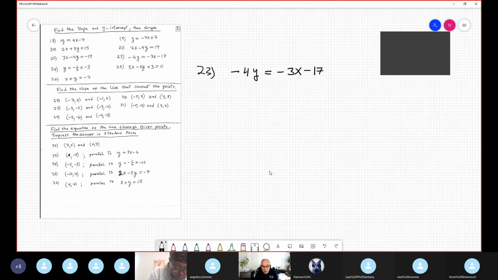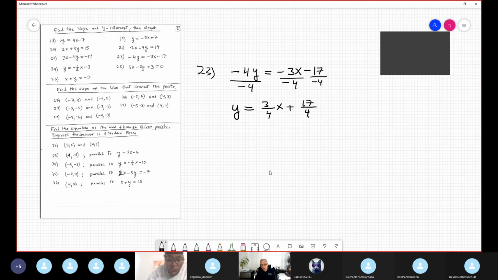Well, you solve for y. You divide by negative 4, by negative 4, by negative 4. You have y alone. Positive, of course, negative divided by negative is positive: 3 over 4 x minus 17 over 4. And 17 over 4, but a plus, sorry. Negative, positive, negative, positive. Everything is plus in this equation.